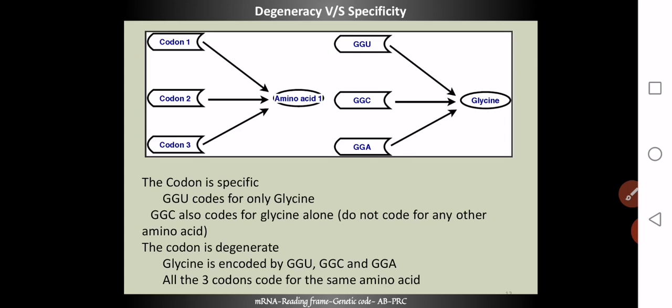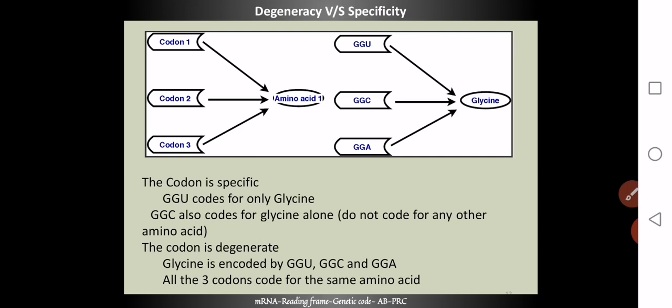Degeneracy means that amino acid 1 is encoded by codon 1, codon 2 and codon 3. All these three codons code for amino acid 1. There is an actual example. GGU codes for glycine, GGC also codes for glycine, and GGA also codes for glycine. That means glycine is encoded by 3 codons. That's degeneracy.